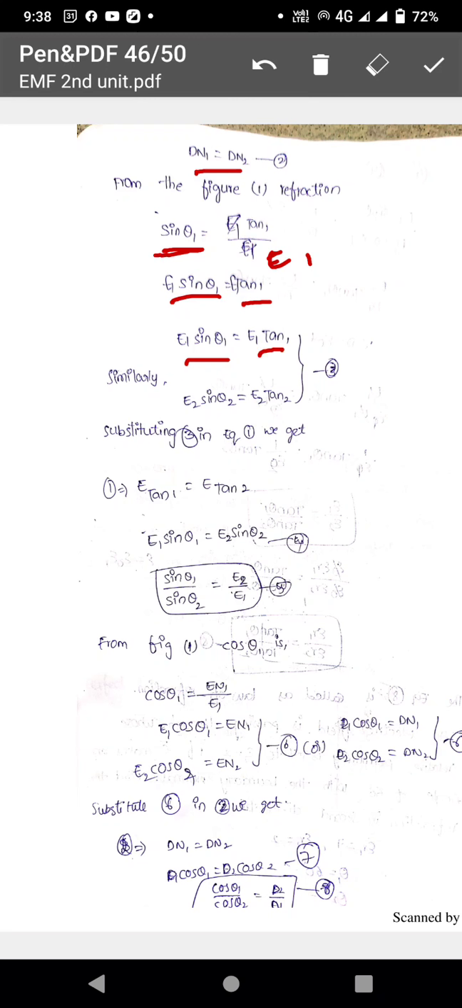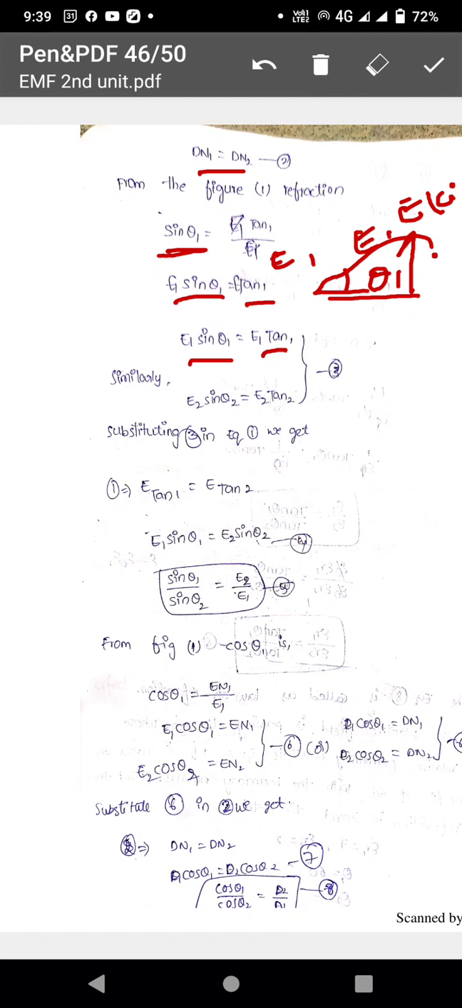Let us see the diagram. From this diagram, sin theta 1 equal to the opposite side E tan 1 and the hypotenuse is E1, or we can consider D1 also. Both will be the same. E1 sin theta 1 equal to E tan 1, we can write. Similarly, E2 sin theta 2 equal to E tan 2. Make it equation number 3.